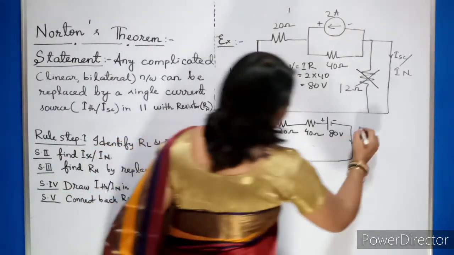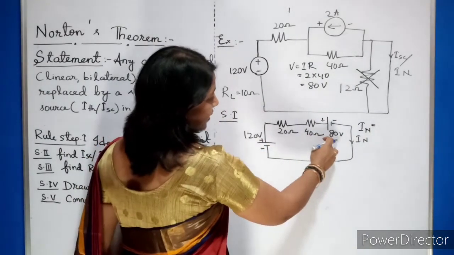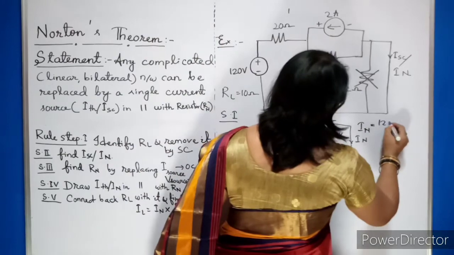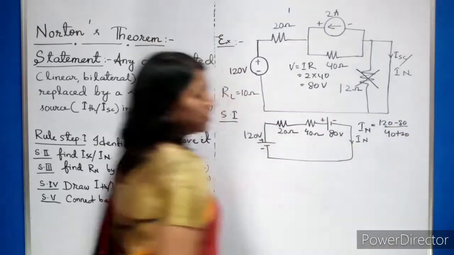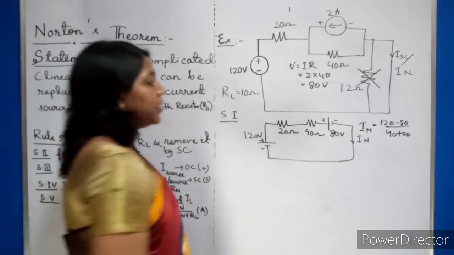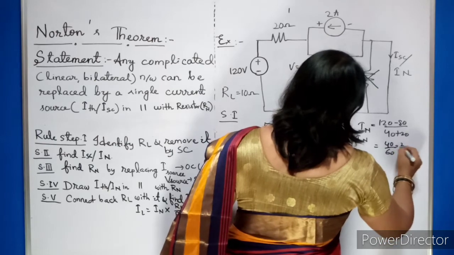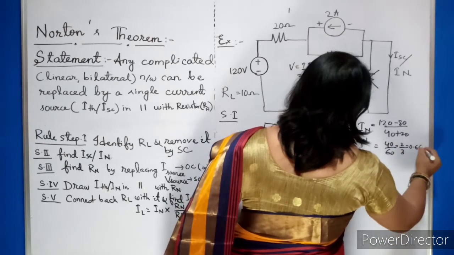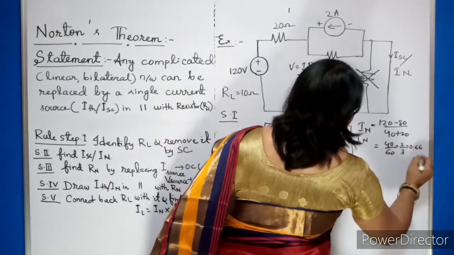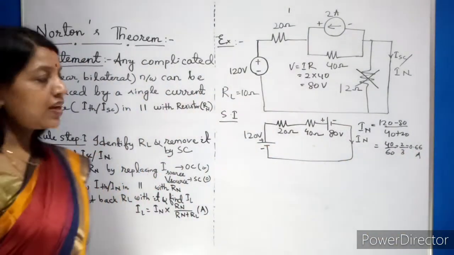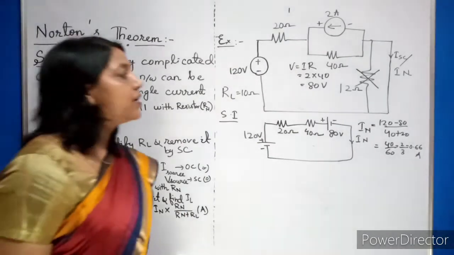So what is this Norton's current? IN equal to 120 minus 80 divided by 20 plus 60. So 120 minus 80 divided by 40 plus 20. Clear? So 120 minus 80, how much is it? 40 by 60 equal to 2 by 3 equal to 0.666. Sorry, it is current, so it is 0.66 amp. Clear?